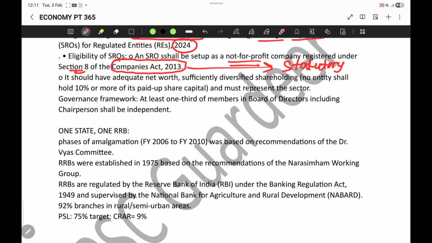Governance framework. At least one third of the members of the board of directors, including the chairperson, shall be independent. Remember this statement. Please remember this statement because UPSC has asked questions on the board of directors 2 to 3 times in previous years, like whether it is one third, 50%, or 40%. It is focusing on the factual things when it comes to board of directors. So at least one third of the board of directors should be independent. Okay.